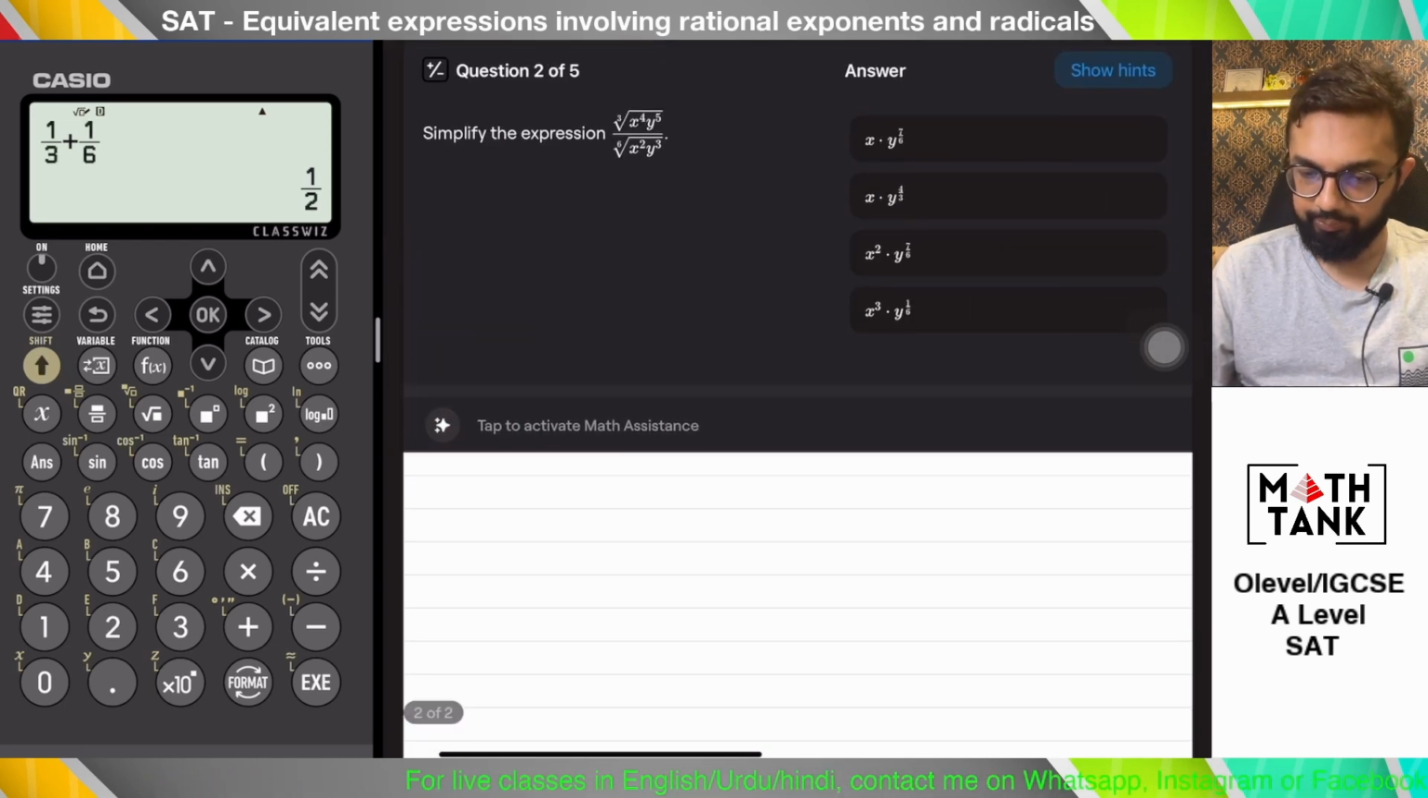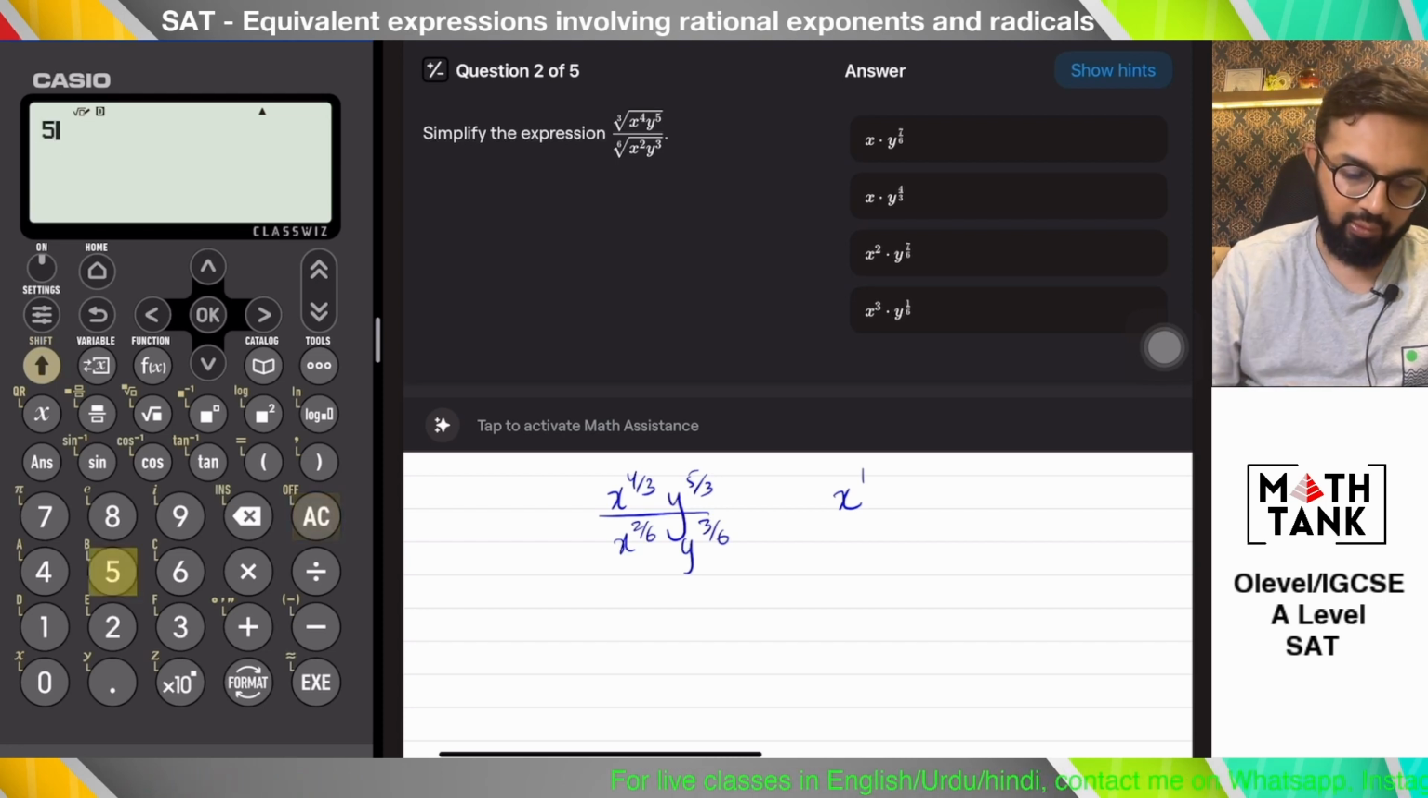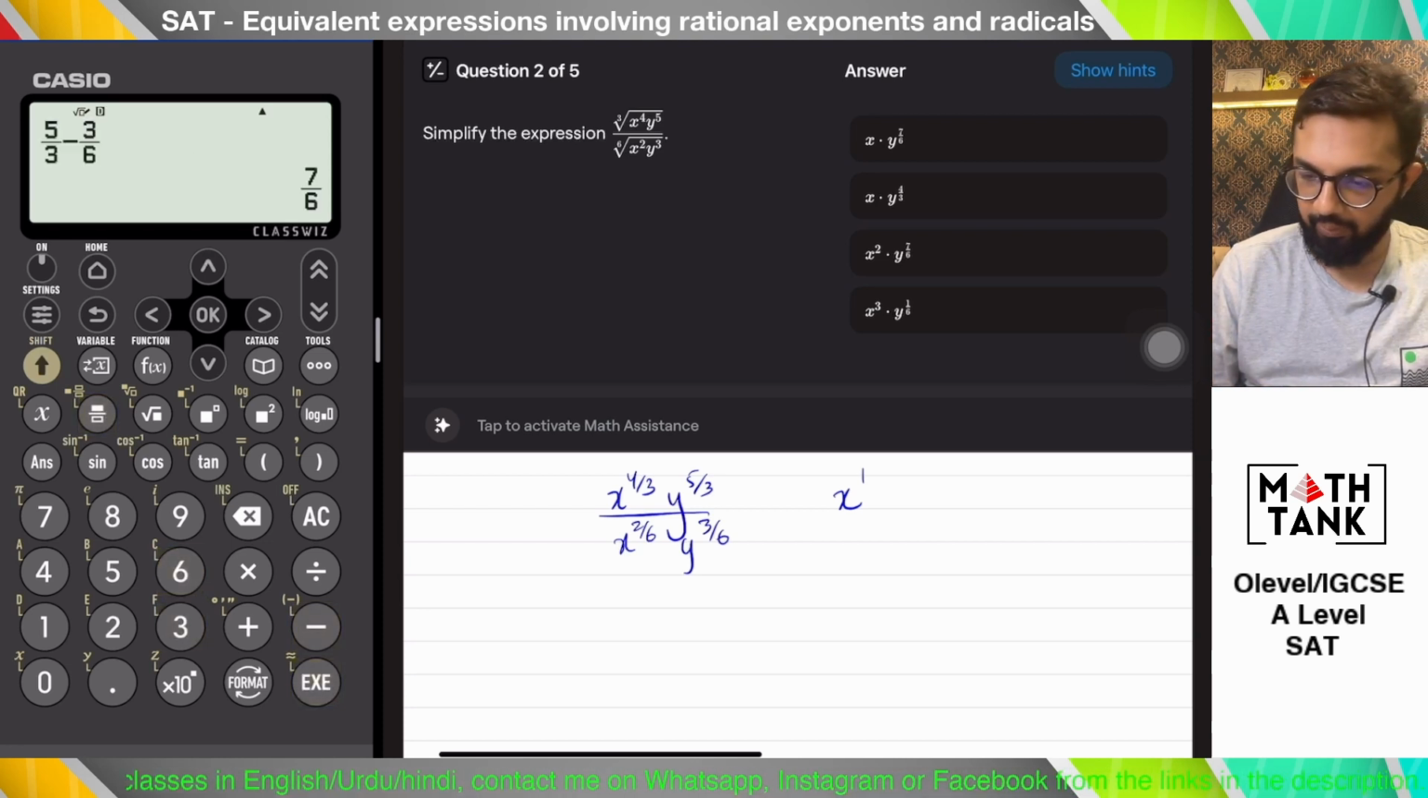Okay. Then x power 4 over 3, y power 5 over 3, x power 2 over 6, y power 3 over 6. So 4 over 3 minus 1 over 3 gives me x power 1. So either A or B should be the correct answer. Then subtract the powers. 5 over 3 minus half. 5 over 3 minus 3 over 6, which is half. That gives me 7 over 6.